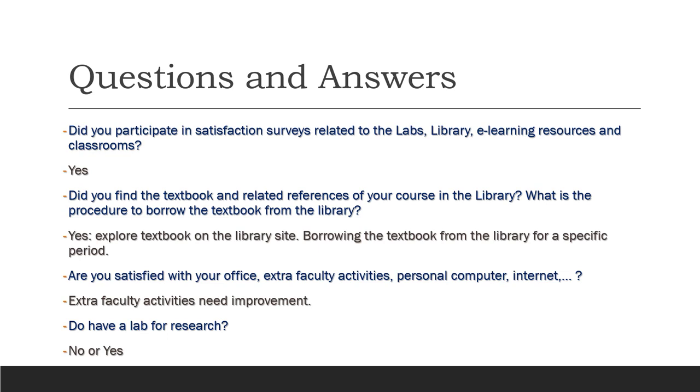Are you satisfied with your office, extra faculty activities, personal computer, internet? You can say that I have an office, or my office is good, or is not good. This is your answer. And do you have a lab for research? If you don't have, you can explain. We don't have postgraduate studies, we don't have a master's, or we have labs, we have research, funded, not funded.